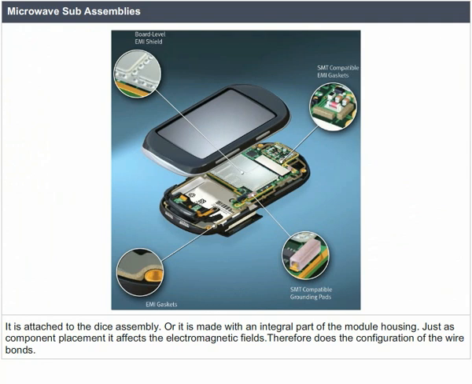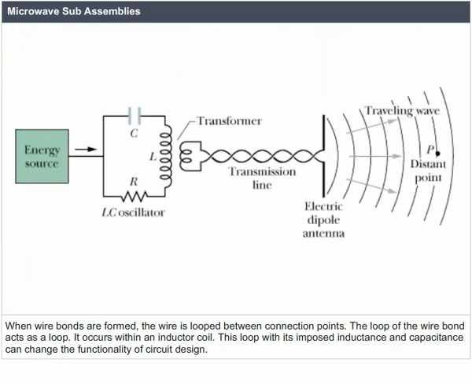Just as component placement affects the electromagnetic fields, so does the configuration of the wire bonds. When wire bonds are formed, the wire is looped between connection points. The loop of the wire bond acts like an inductor coil. This loop, with its imposed inductance and capacitance, can change the functionality of the circuit design.